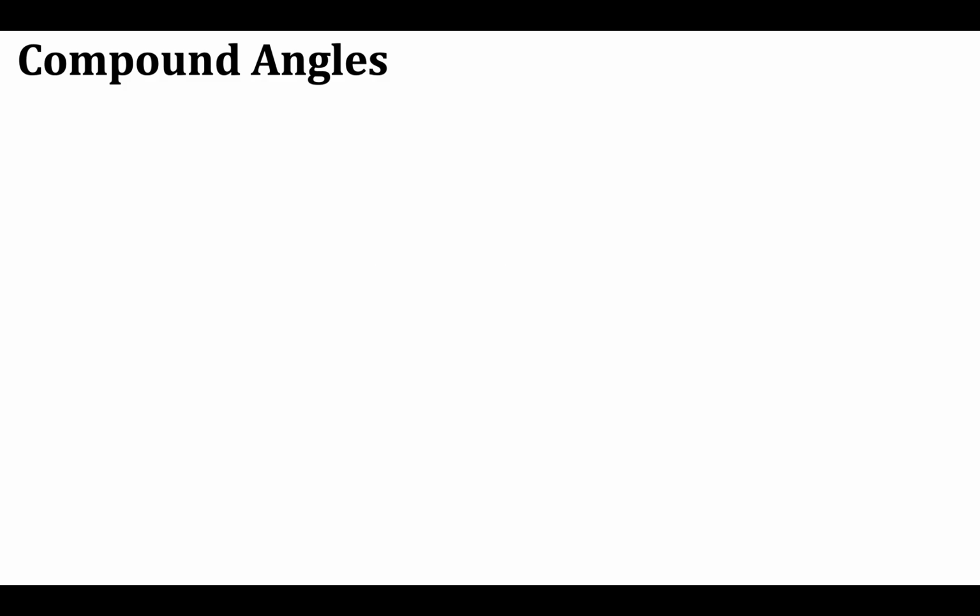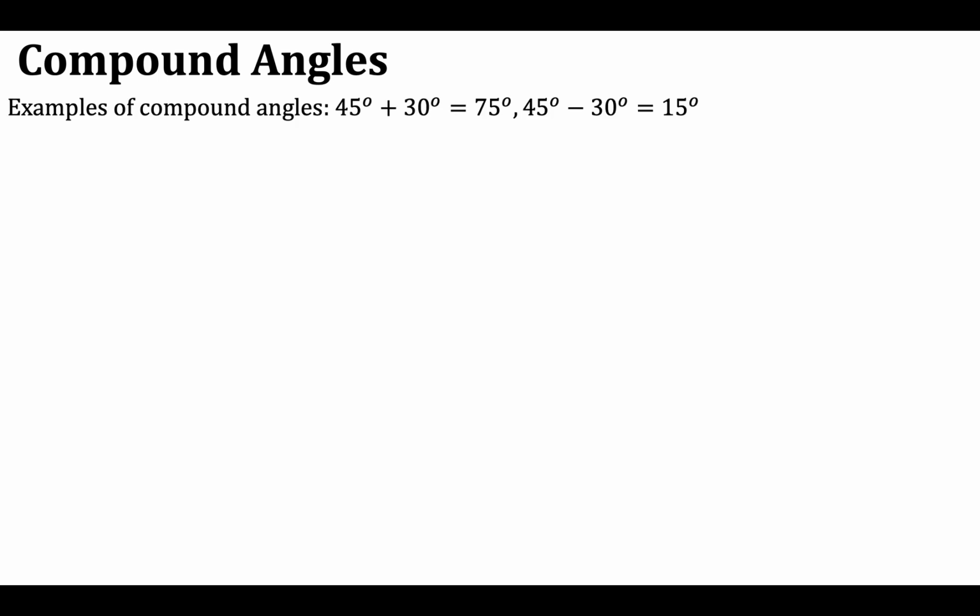Now, we've already met things in maths before like compound area or compound volume, where we either add two areas or two volumes together or we subtract them to give the area or volume that we're looking for. And this is no different. Examples of compound angles might be the sum of 45 and 30, which gives us 75 degrees. And if we have 15 degrees, that's the difference of 45 and 30 degrees. So those are examples of compound angles.